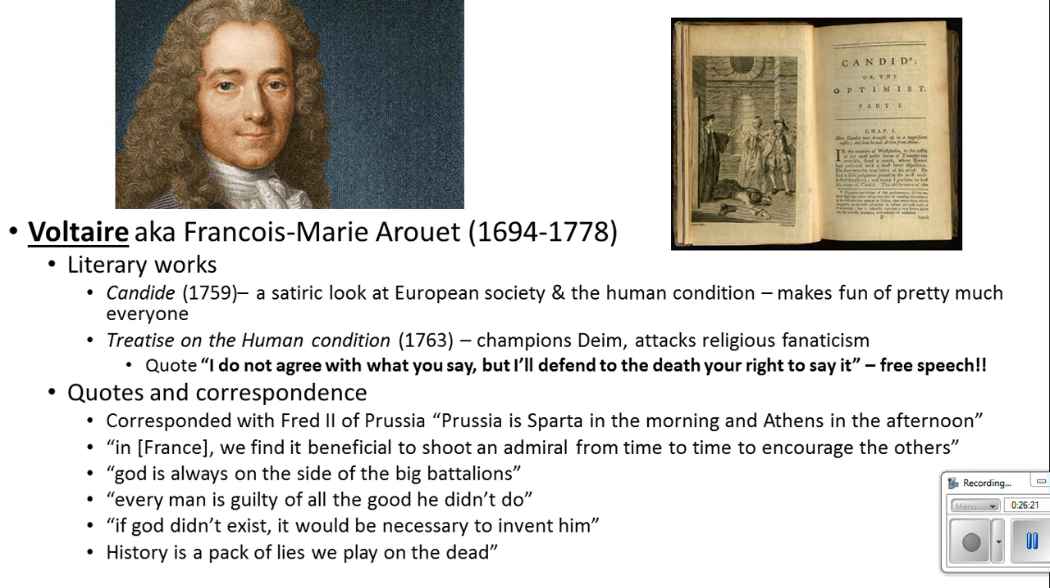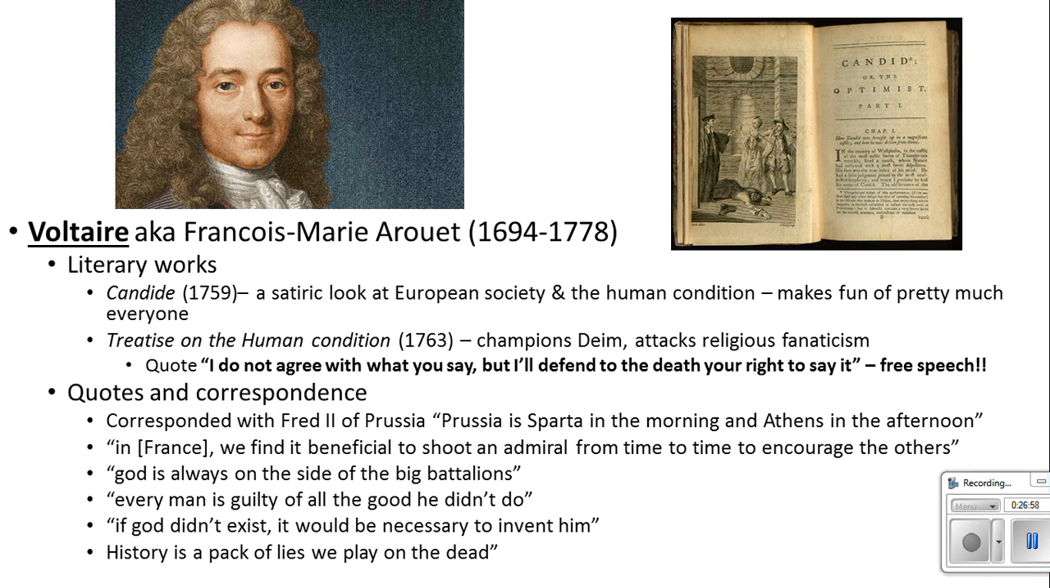Another gentleman who is particularly important. This is Voltaire, whose real name was François-Marie Arouet. And he was born at the very end of the 17th century. Literary works, two big ones: Candide, which comes out in 1759, a satiric look at European society and also, in a sense, the human condition, because it is not confined to Europe. They actually travel all over the place, and it's about optimism versus pessimism. It's actually quite a fascinating book if you ever have a chance to read it.